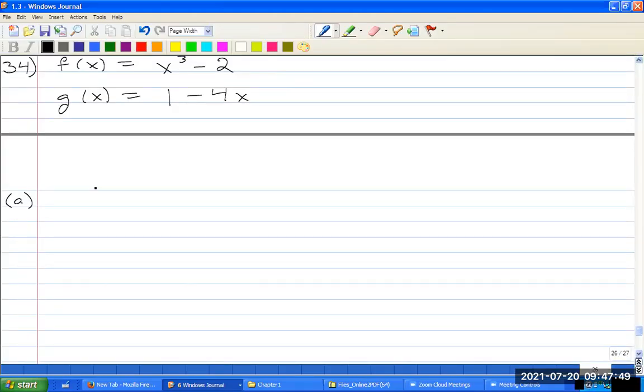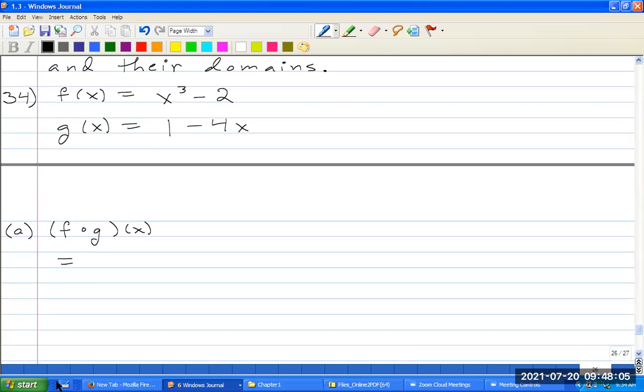F composed with G. Evaluate x. So composition, if you remember, is just substitution. So F composed with G.